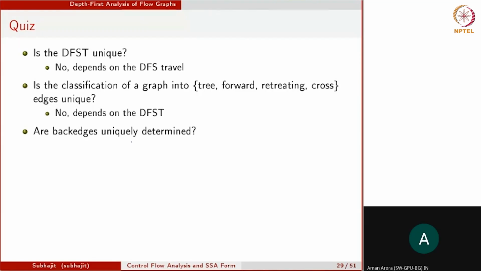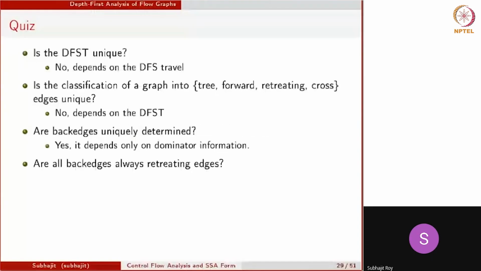Yes. Excellent. Yes, because the dominator relation is always unique. Absolutely. Very good. So it has nothing to do with the traversal, right? It has a domination relation. So a back edge is only defined by the domination relation, so it is surely unique. So are all back edges always retreating edges?